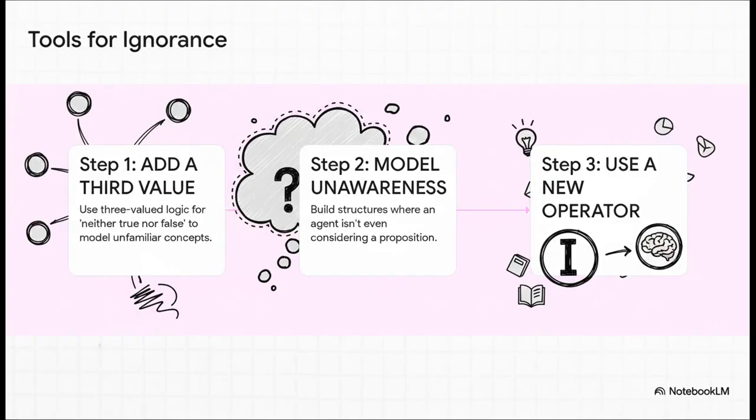Now, for tackling that really deep "what's a flurg" kind of ignorance, they came up with some really clever tricks. First, some systems just add a third truth value. It's not true, it's not false, it's more like, huh? Second, they build in this concept of unawareness, which basically acknowledges that we aren't even thinking about most things at any given time. And finally, some models just give ignorance its very own special operator, treating it as its own thing, not just a lack of something else.